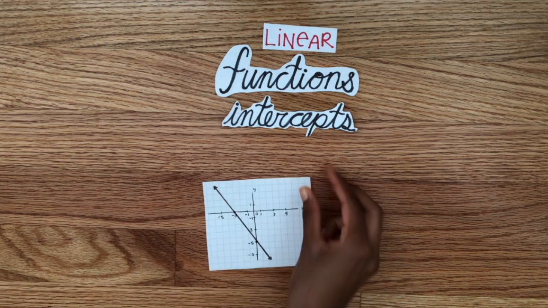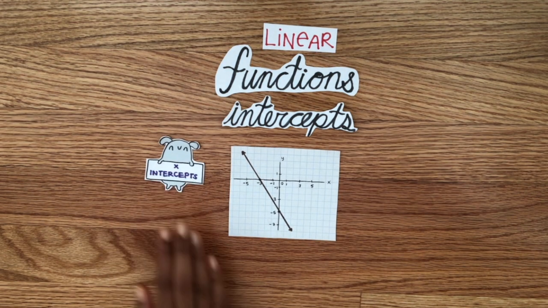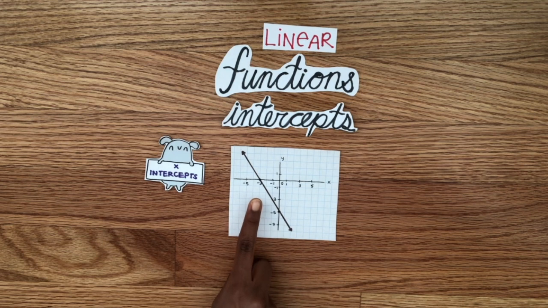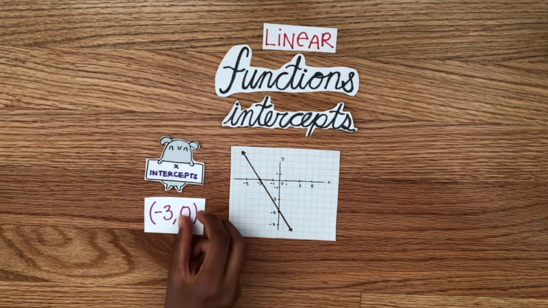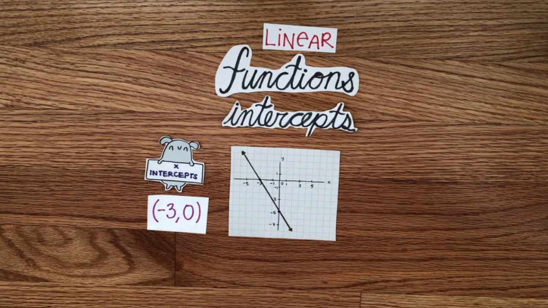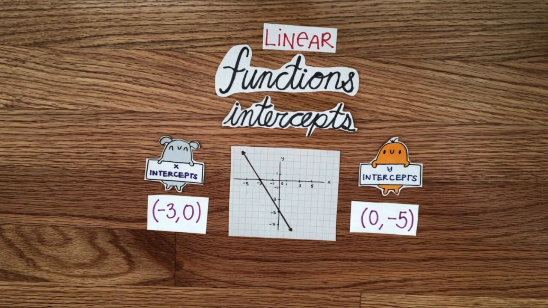Try this one by yourself. What are the intercepts of this function? Well, the graph crosses the x-axis at x equals -3. So the x-intercept has to be (-3, 0). We also see that the graph crosses the y-axis at y equals -5. So the y-intercept is (0, -5).